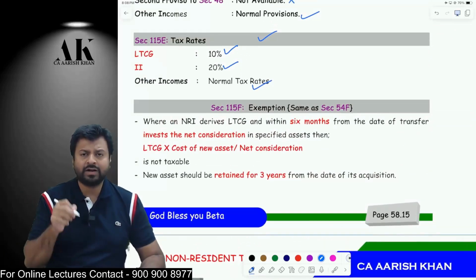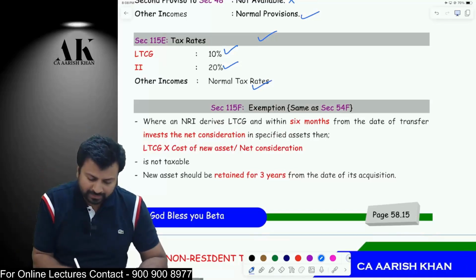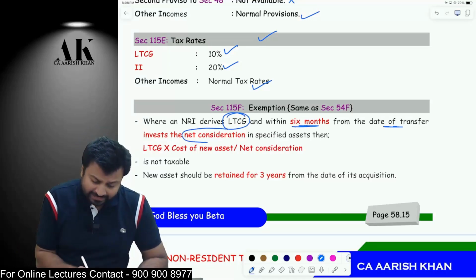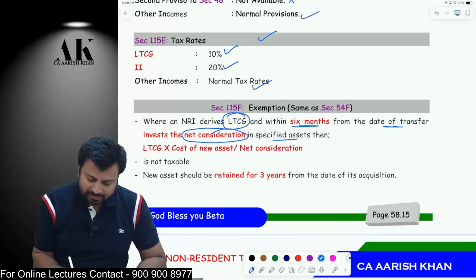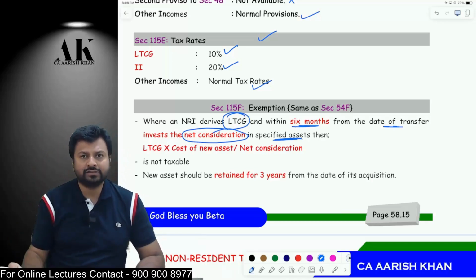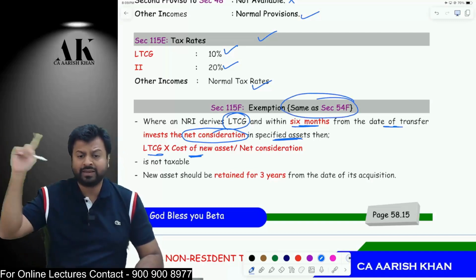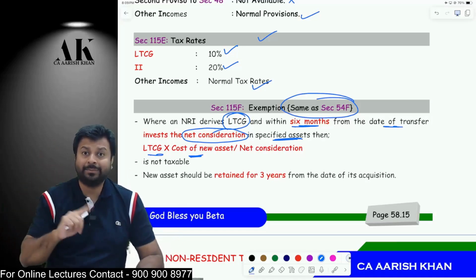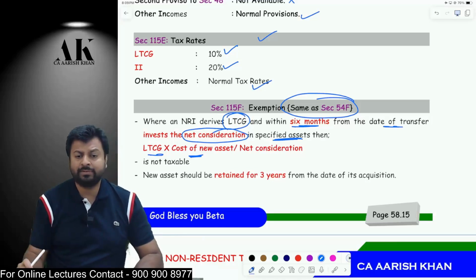One of the biggest advantages of opting for this chapter is once you sell the asset, and if there is a long-term capital gain, and within 6 months from the date of transfer, if you invest the net consideration, not gain, the entire net consideration, in the specified asset, then your entire capital gains will be exempt. But if you do not invest the entire net consideration, then proportionate capital gains will be exempt, just like 54F of capital gains. Okay. So you should invest the entire net consideration, not capital gains. If you don't invest the entire net consideration, then proportionate capital gains will be exempt.